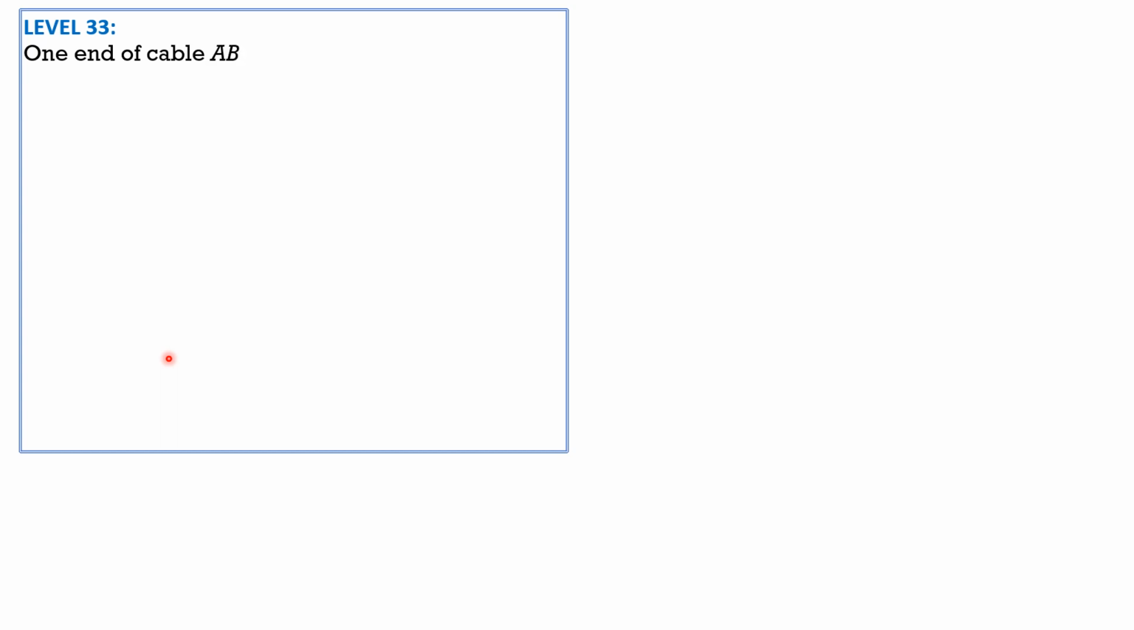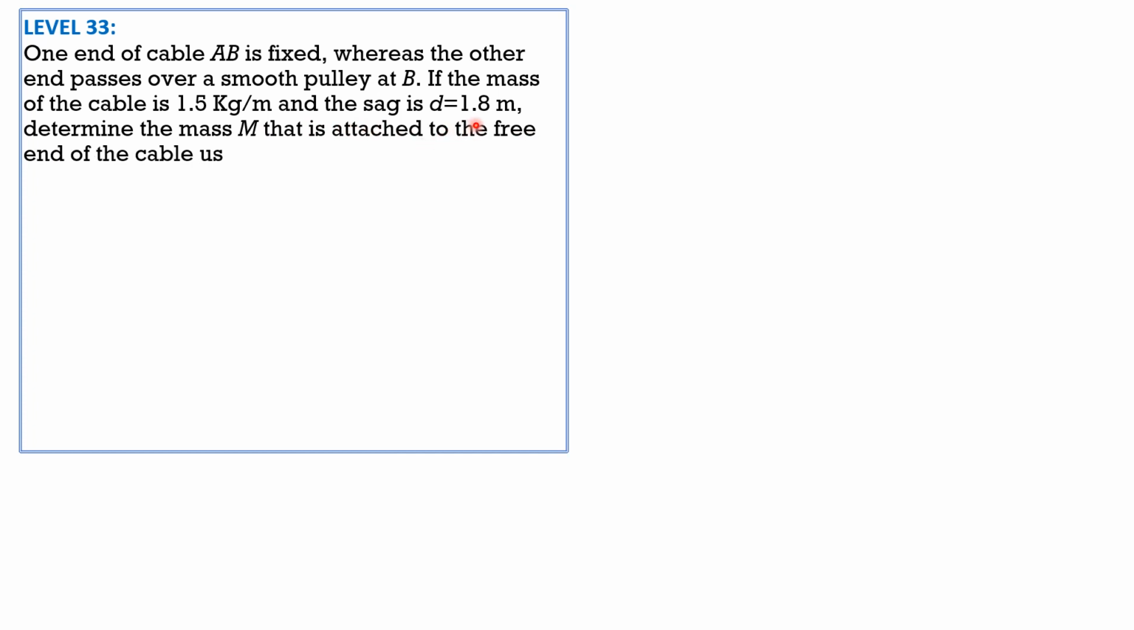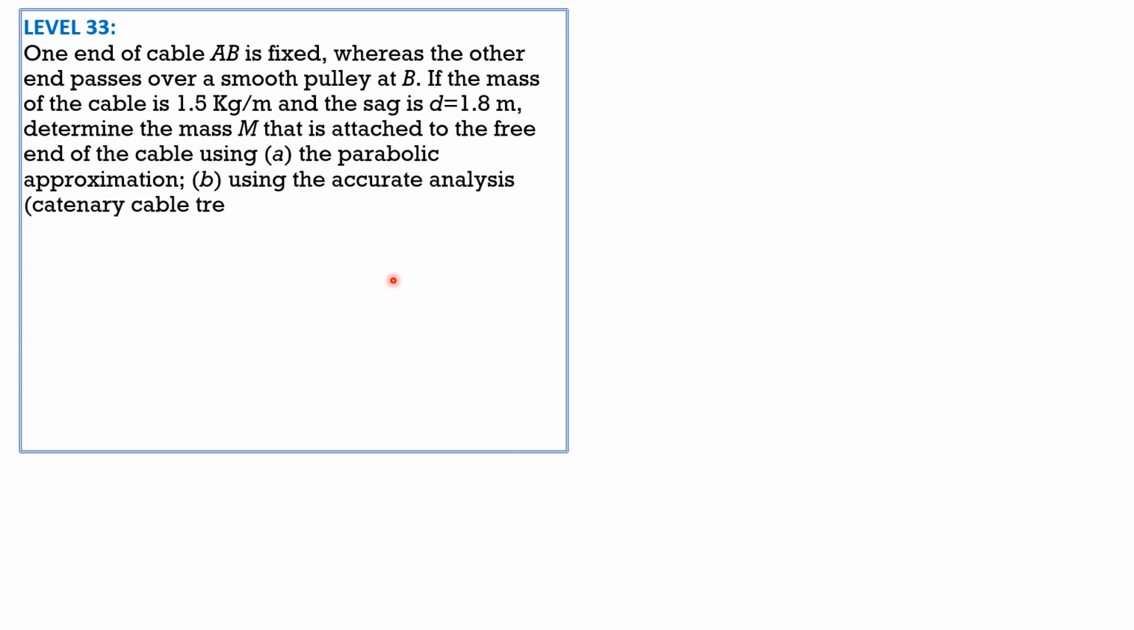Level 33. One end of cable AB is fixed, whereas the other end passes over a smooth pulley at B. If the mass of the cable is 1.5 kilograms per meter and the sag is D equals 1.8 meters, determine the mass M that is attached to the free end of the cable using A, the parabolic approximation, and B, the accurate analysis, which treats it as a catenary cable.